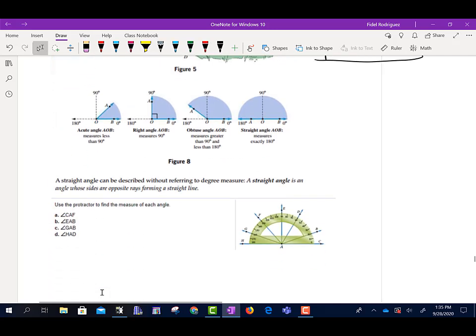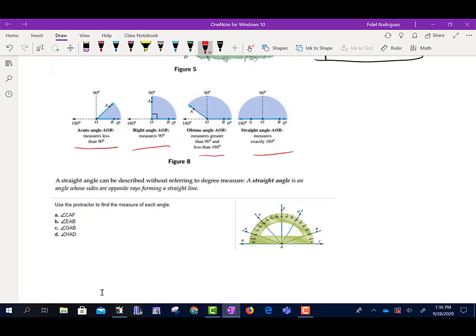Let's see. So we have acute angles here. Acute angles measure less than 90 degrees. A right angle measures exactly 90 degrees. An obtuse angle is greater than 90 and less than 180, and a straight angle measures exactly 180.